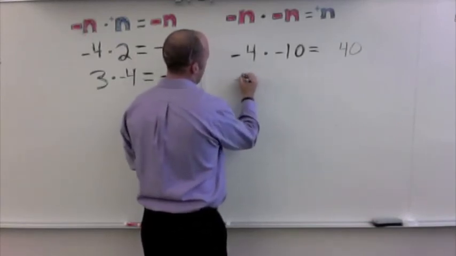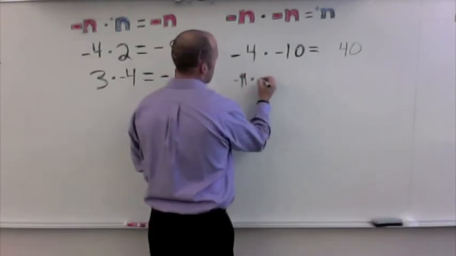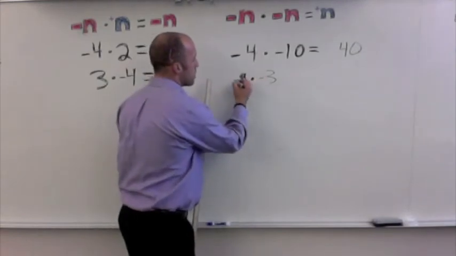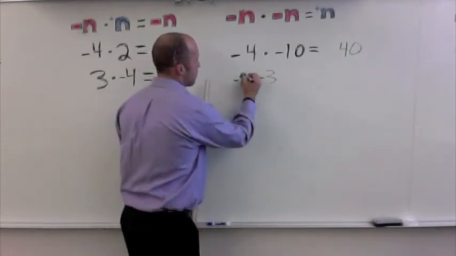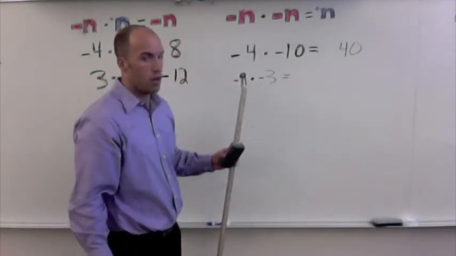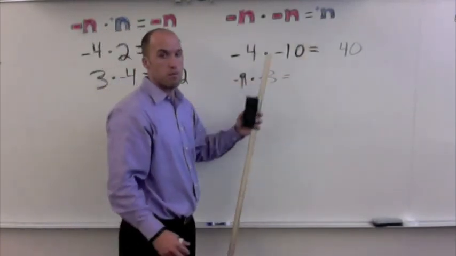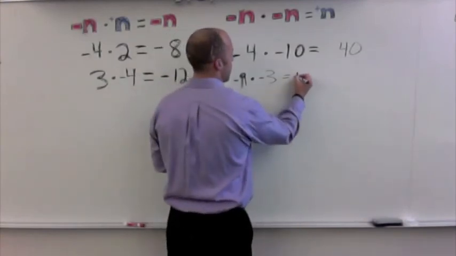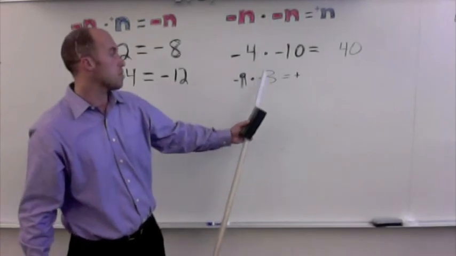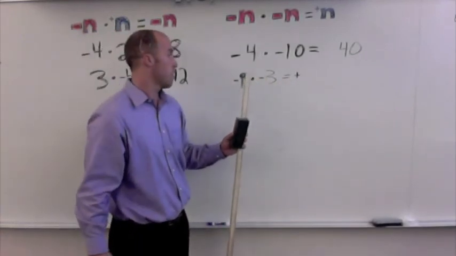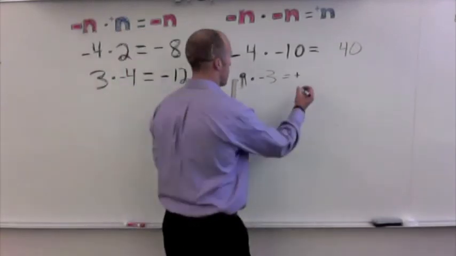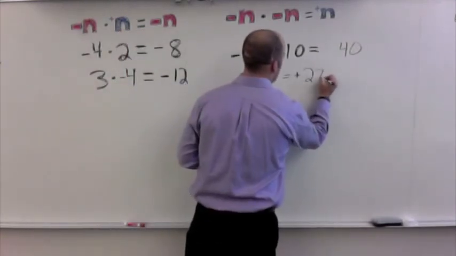Okay, let's do another quick one: negative 9 times negative 3. First, let's forget about these numbers for a second and just worry about the sign. A negative times a negative, we know from our rule right here, is going to be a positive. So it's going to be positive at the end. Do I have to write this plus in front of this answer? No. But it helps me figure out whether it's going to be positive or negative. And then we just worry about the numbers. 9 times 3 is 27.